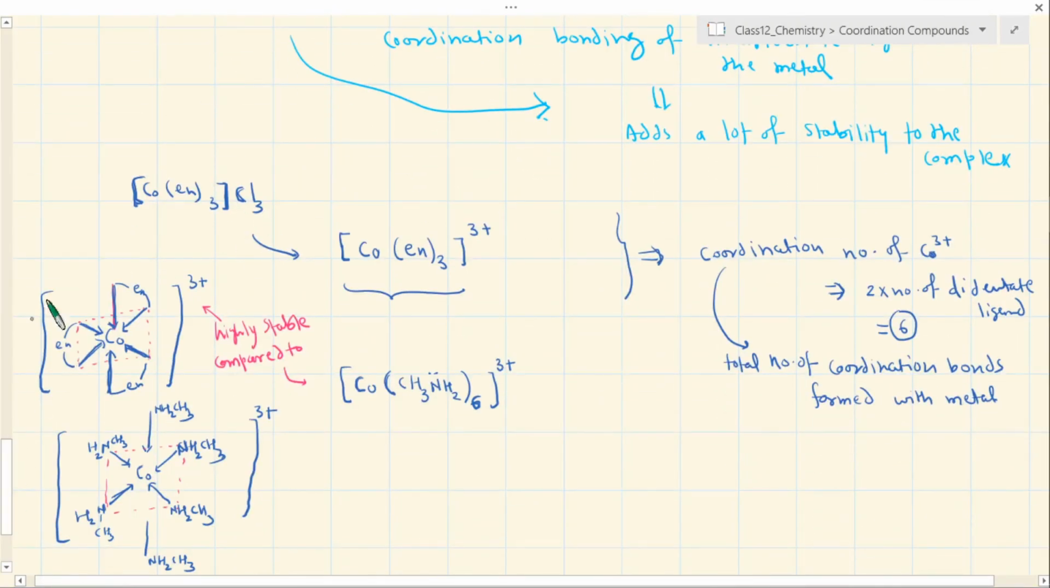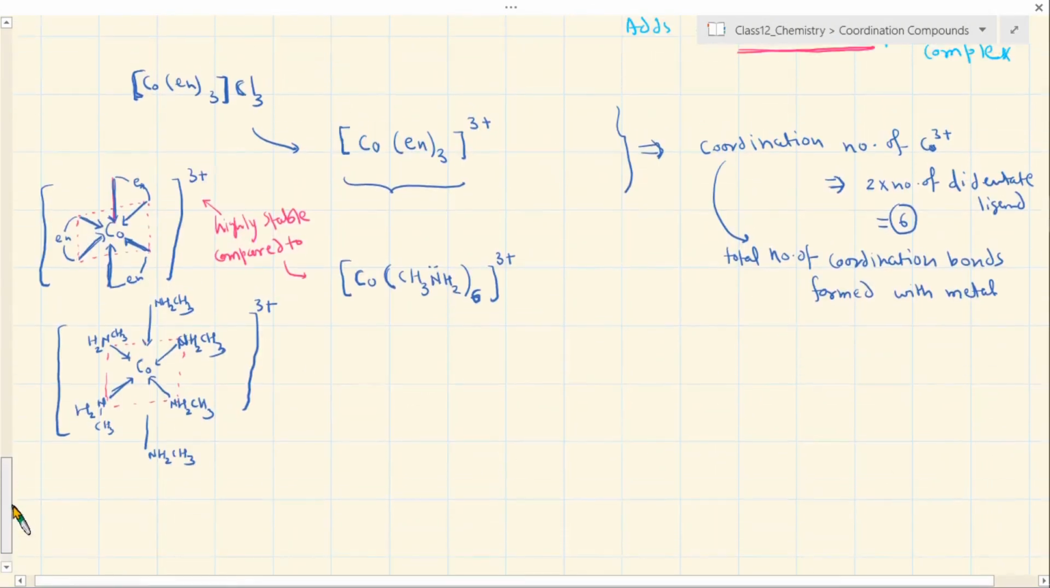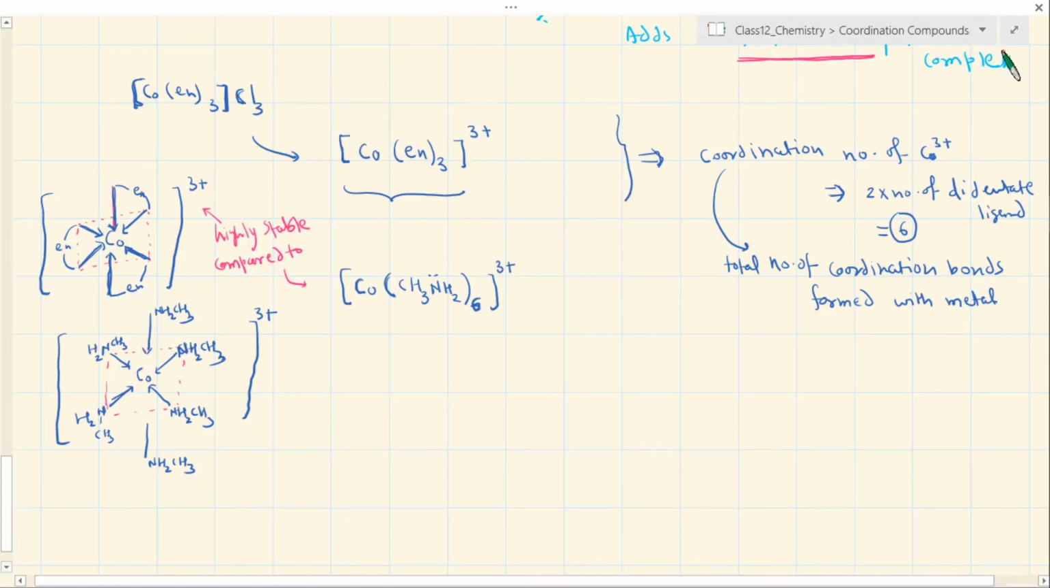So this is what I wanted to talk about as chelation. The important part is that chelation adds a lot of stability. This is something that you must appreciate. Here I have taken the example also to explain the same thing. All right, so this is all about the brief idea.